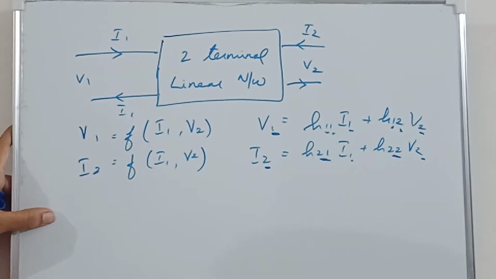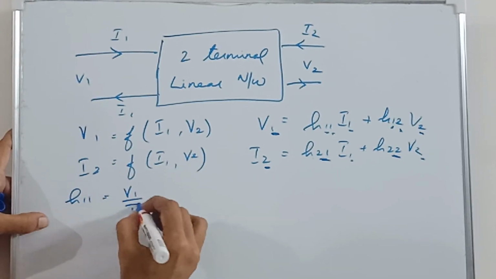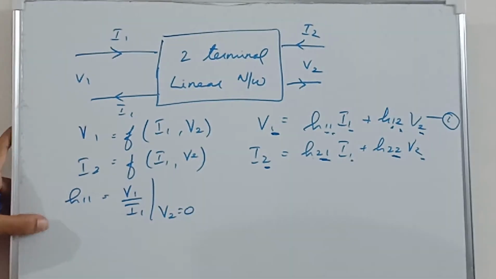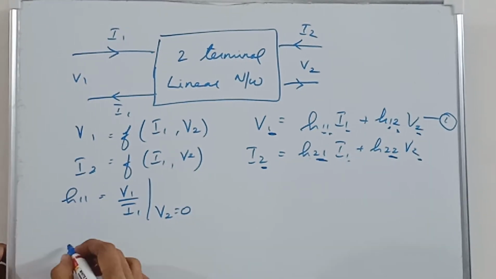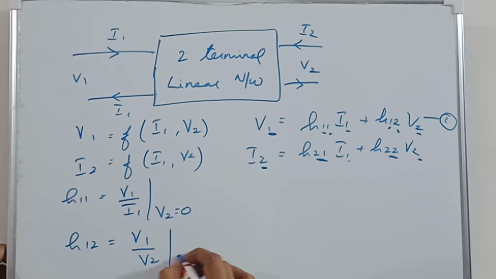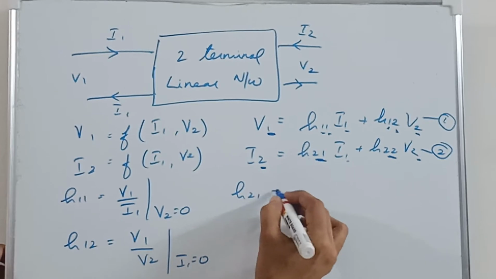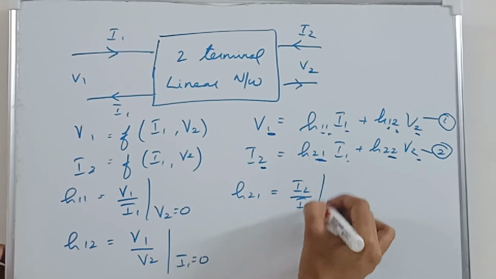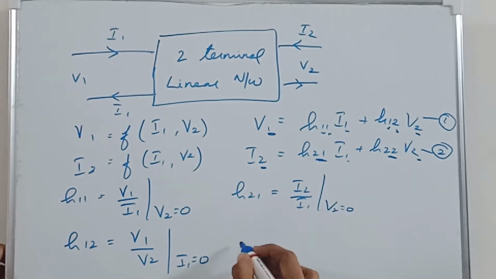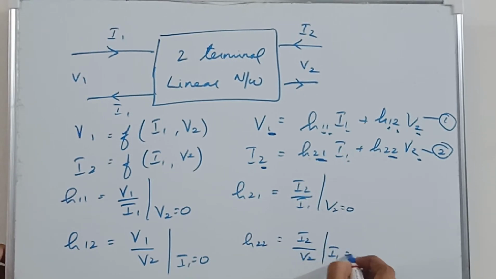So you can write H11 as V1 over I1 when in your first equation you equate V2 to 0. Similarly, H12 will be V1 by V2 when I1 is 0. From the second equation you can find H21 is I2 over I1 when V2 is equal to 0, and H22 will be I2 over V2 when I1 is 0.